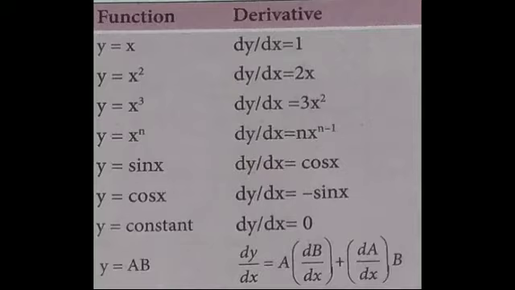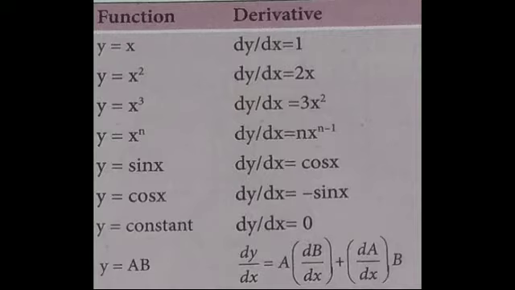So 2x. y is equal to x cube, then dy by dx is equal to 3x squared. y is equal to x to the power n, then dy by dx is equal to n x power n minus 1. y is equal to sin x, then dy by dx is cos x. y is equal to cos x, then dy by dx is minus sin x. y is equal to constant, அப்படின்னா constant means 0. அப்போ dy by dx is equal to 0.